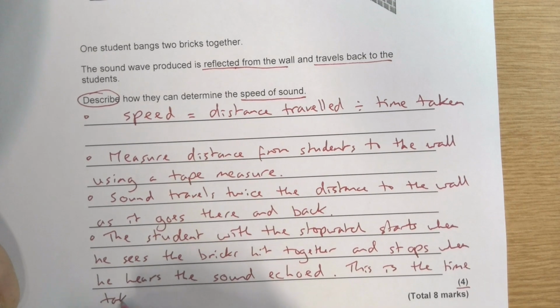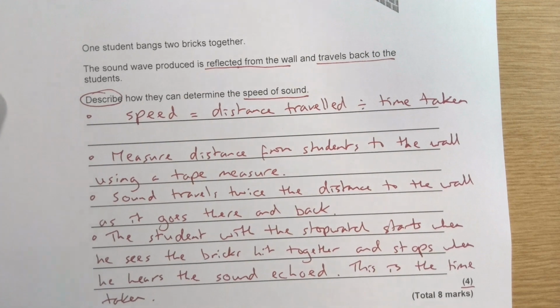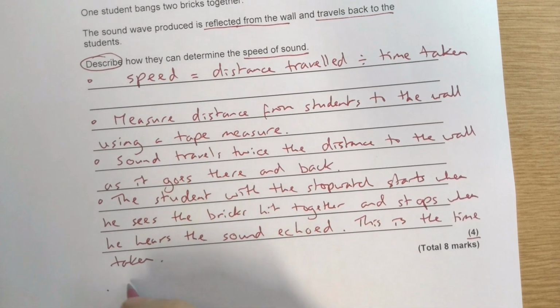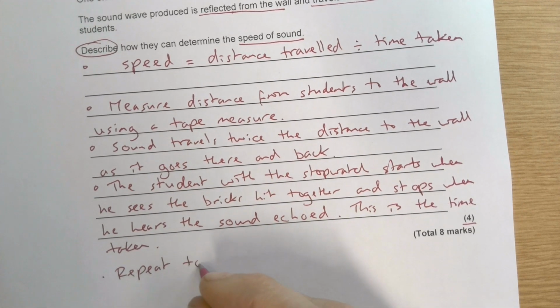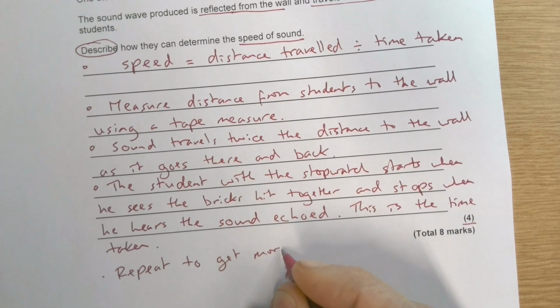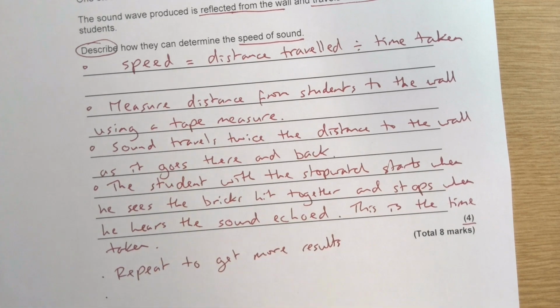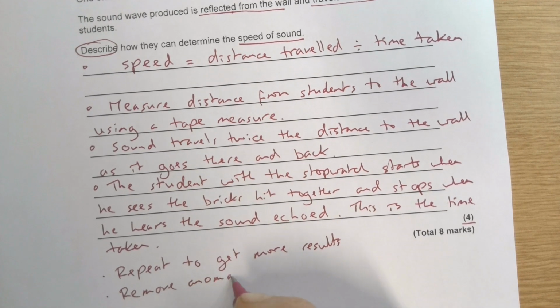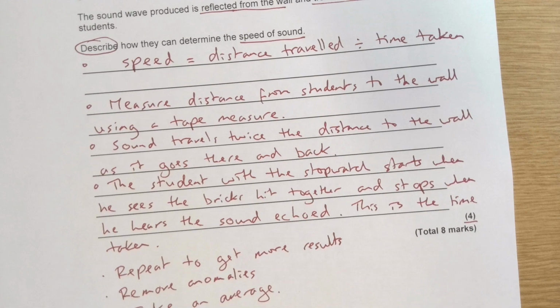There's quite a lot we could write here, but it's only worth 4 marks, so we don't need to worry too much. We've already said speed, distance, time. Other bits we could write: we could always repeat to get more results. We could always remove anomalies. We could always take an average. These are things we could always do at the end of any experiment.